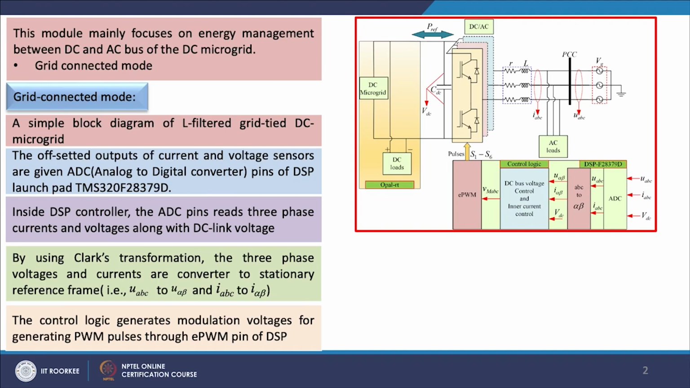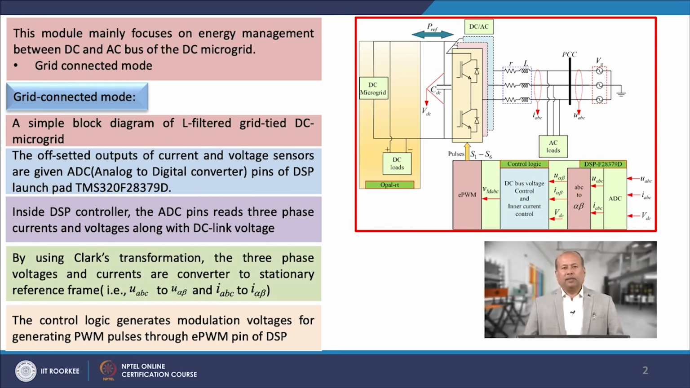This slide shows the block diagram of the L filter grid tied DC microgrid. In this slide, it is shown that the hardware test bed is developed by interconnecting various components. The AC side of the inverter is connected to the AC grid through L filter. The point PCC shown in the block diagram forms an AC bus where the AC loads are also connected.